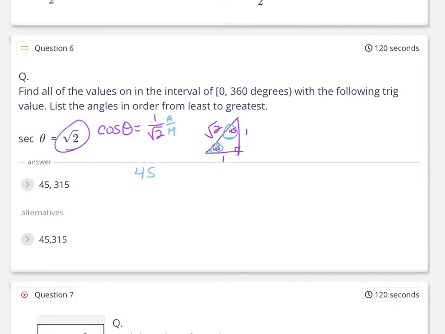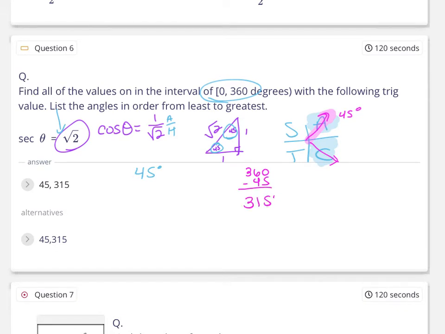So 45 degrees is the reference angle, but because this is positive and we're doing 0 to 360, all students take calculus. We want every quadrant in which the cosine is positive, which happens in the first and the fourth. So I'm going to keep 45 because that's in the first quadrant, but then in the fourth quadrant, I'm going to do 360 minus 45, and I get 315, and that's the second angle that has that same value.